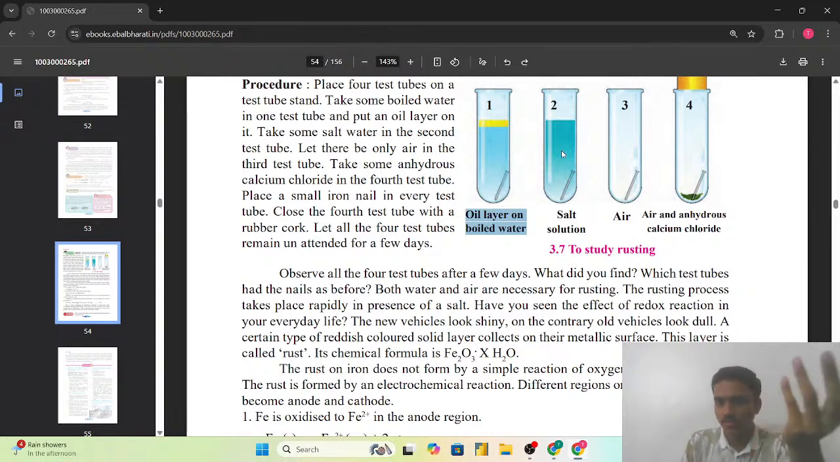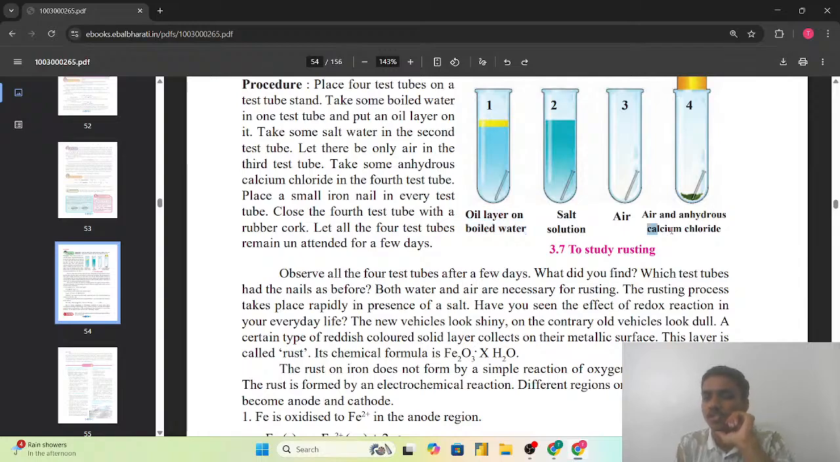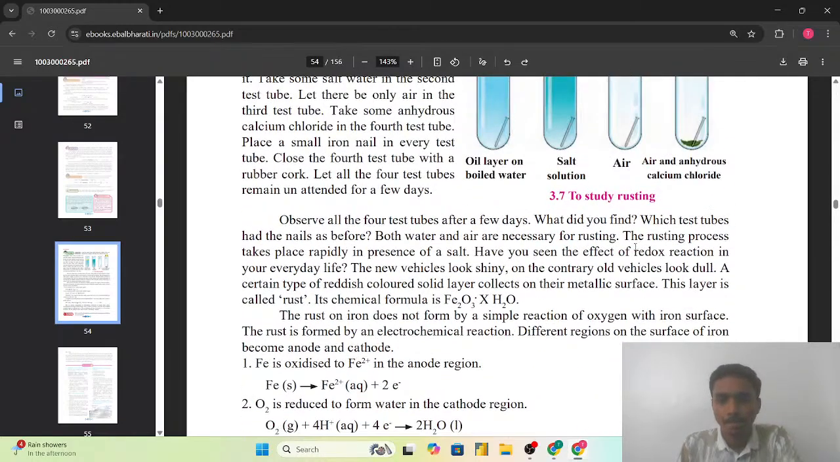so we are seeing that it is the same. सॉल्ट सॉल्यूशन में भी कुछ ज्यादा इफेक्ट नहीं है। एयर में भी कुछ हमें इफेक्ट नहीं दिख रहा है, लेकिन एयर और जो एनहाइड्रस कैल्शियम क्लोराइड था, तो उसके प्रेजेंस में यहाँ पर हम कुछ देख सकते हैं। यहाँ पर कुछ एक ब्लैकिश रेडिश स्पॉट जो है, तो that is the rust actually. So the rusting process takes place rapidly in the presence of salt.